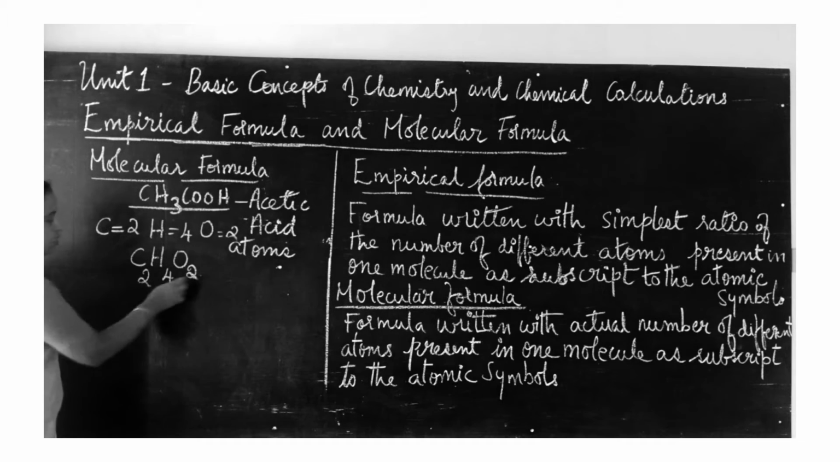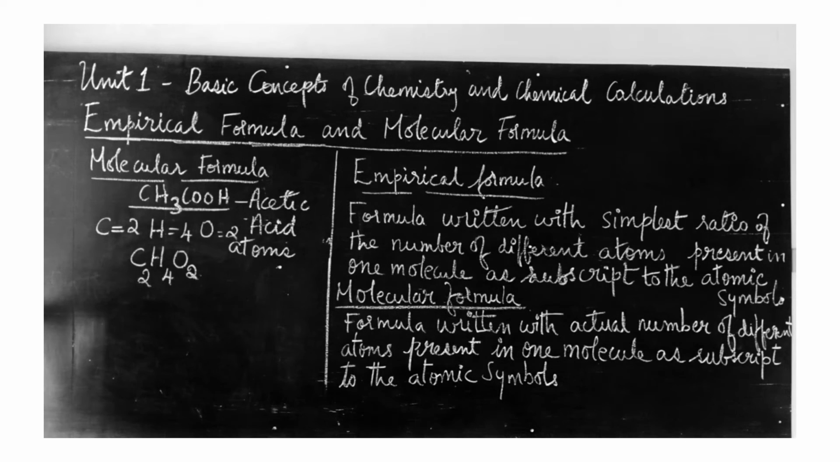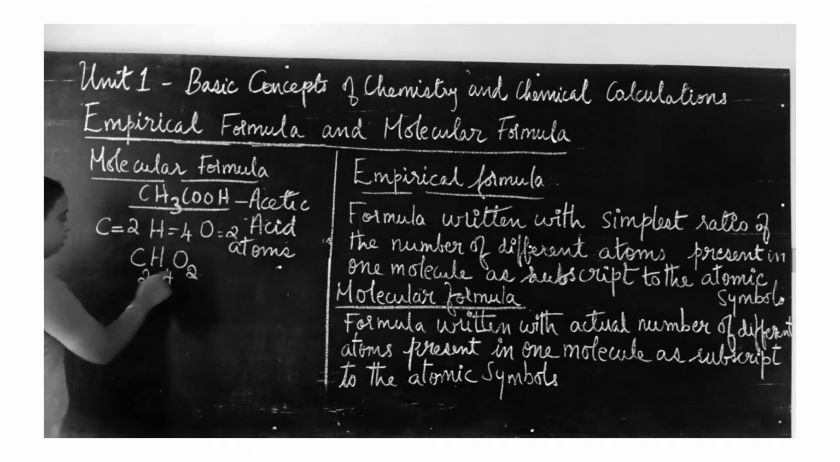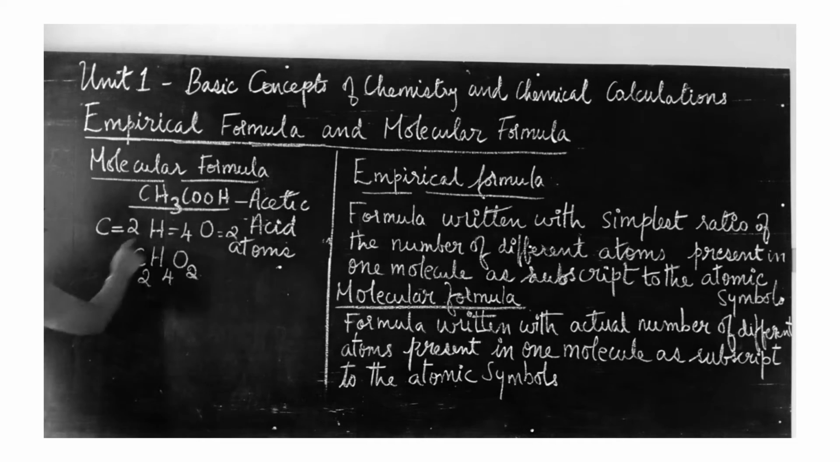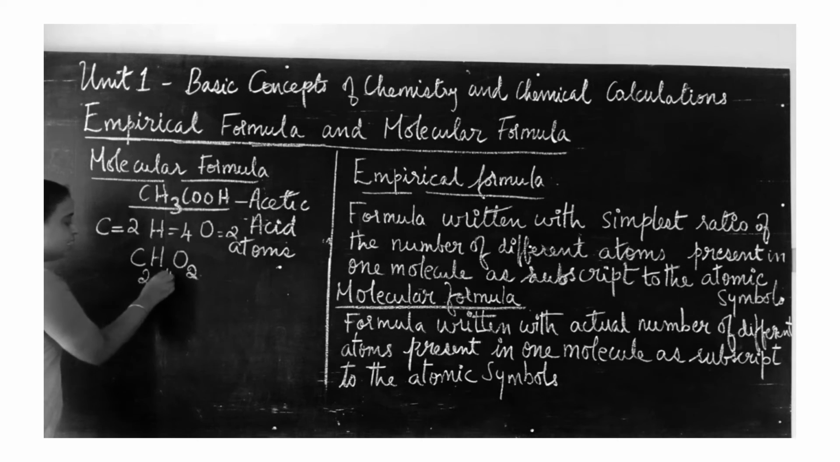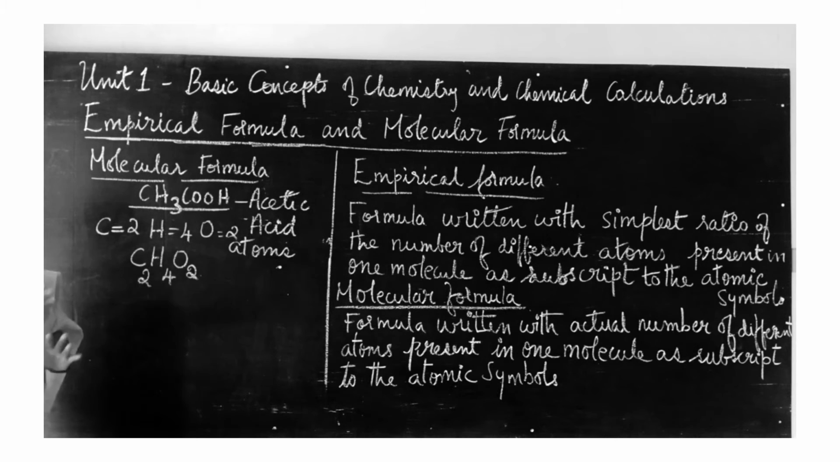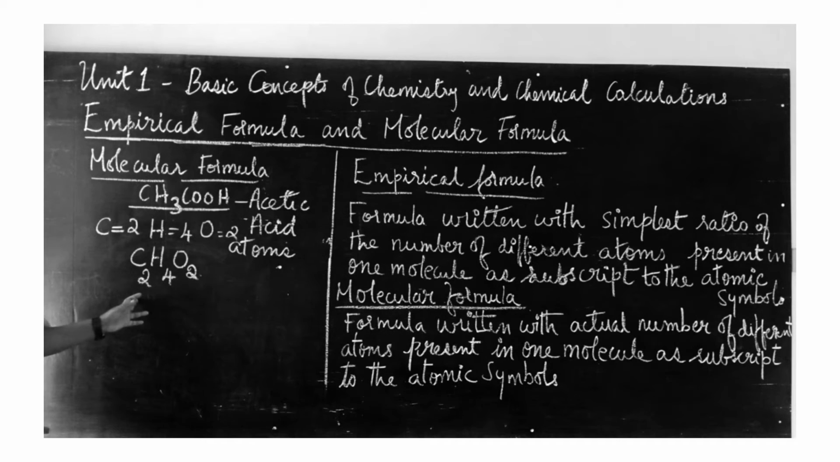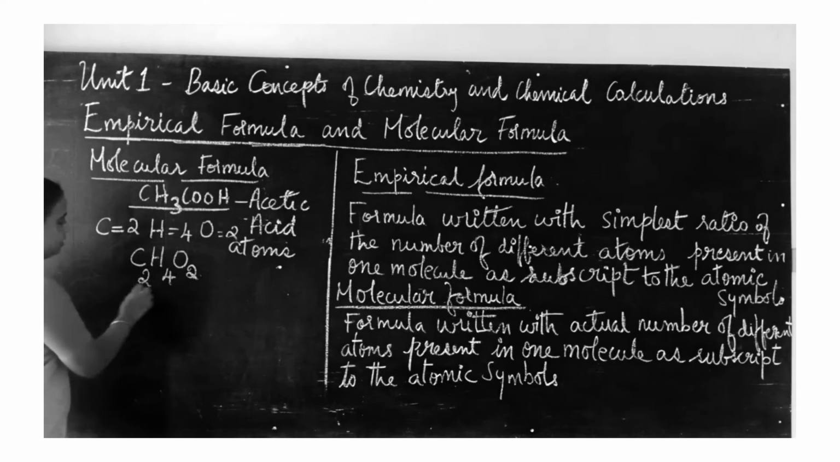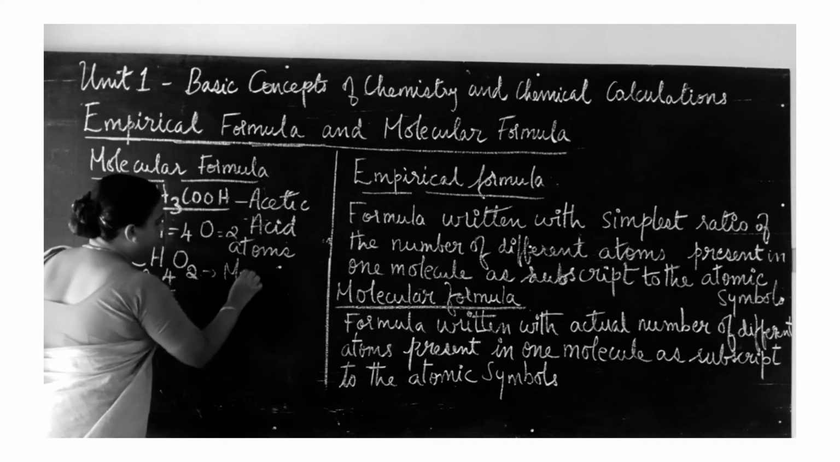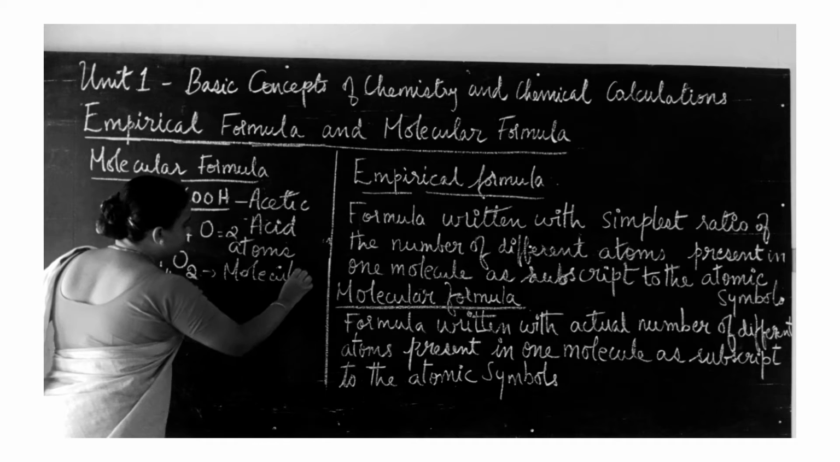These numbers are always represented as subscripts to the atomic symbol. These are the atoms present in acetic acid, with the atomic symbol and the number of atoms written as subscripts. Subscript means the lower part; superscript means the upper part. Subscript means lower, towards the right side. Understanding? Now, this is the molecular formula.